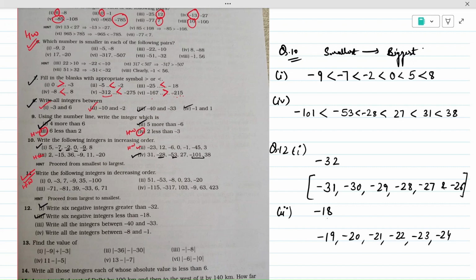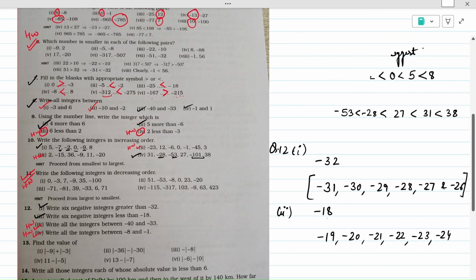Next, write all the integers between minus 40 and 30. This is homework for you. This is easy, a similar question we have done above. And write all the integers between minus 8 and minus 1. Again, this is homework for you. This is also very, very easy. Now we have done question number 12.